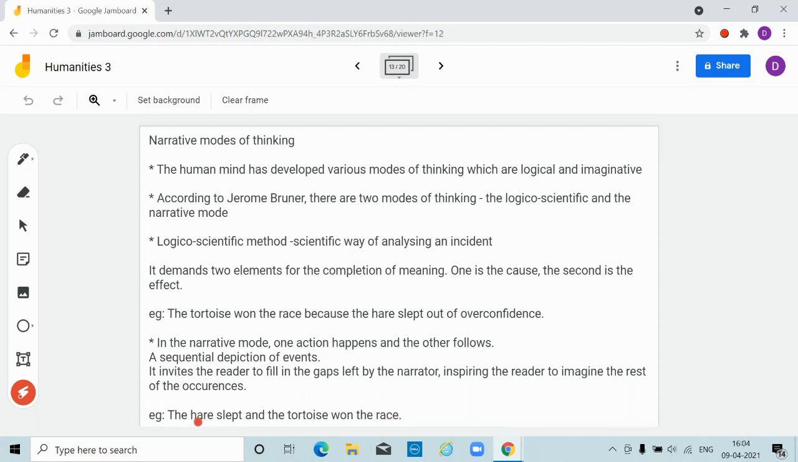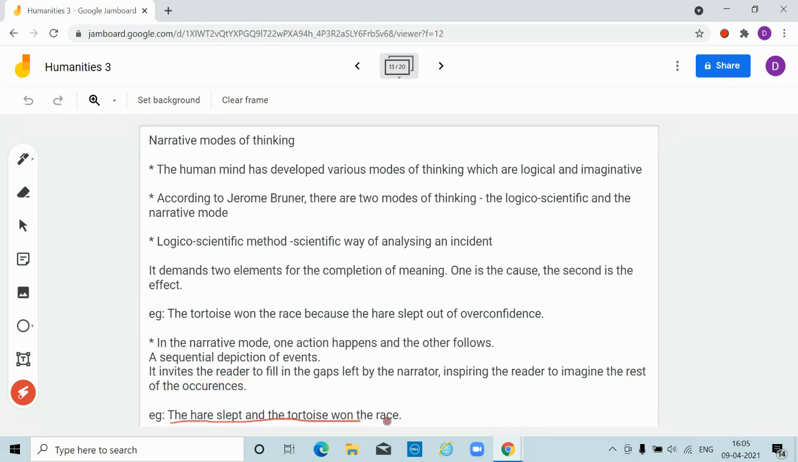Now, two events. The hare slept, the first event, and the second event, the tortoise winning the race. These two events are given. Now, what was the reason for the hare sleeping? What was the reason for the tortoise winning? These explanations are not given. So it invites the reader to fill in the gaps left by the narrator. You as a reader have the freedom to fill in the gaps. What is left out by the narrator, you can supplement with your imaginative powers, inspiring the reader to imagine the rest of the occurrences.